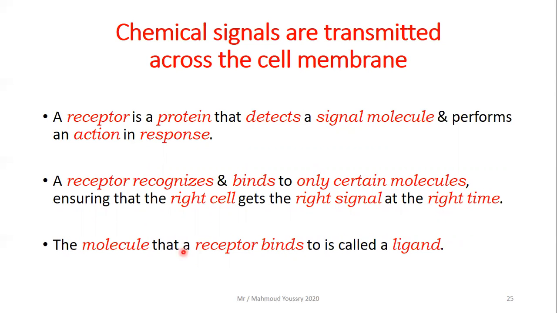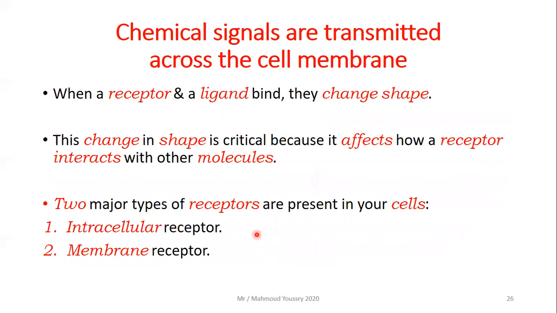The molecule that a receptor binds to is called a ligand. So each receptor binds to a special ligand. When a receptor and a ligand bind, they change shape. This change in shape is critical because it affects how a receptor interacts with other molecules.